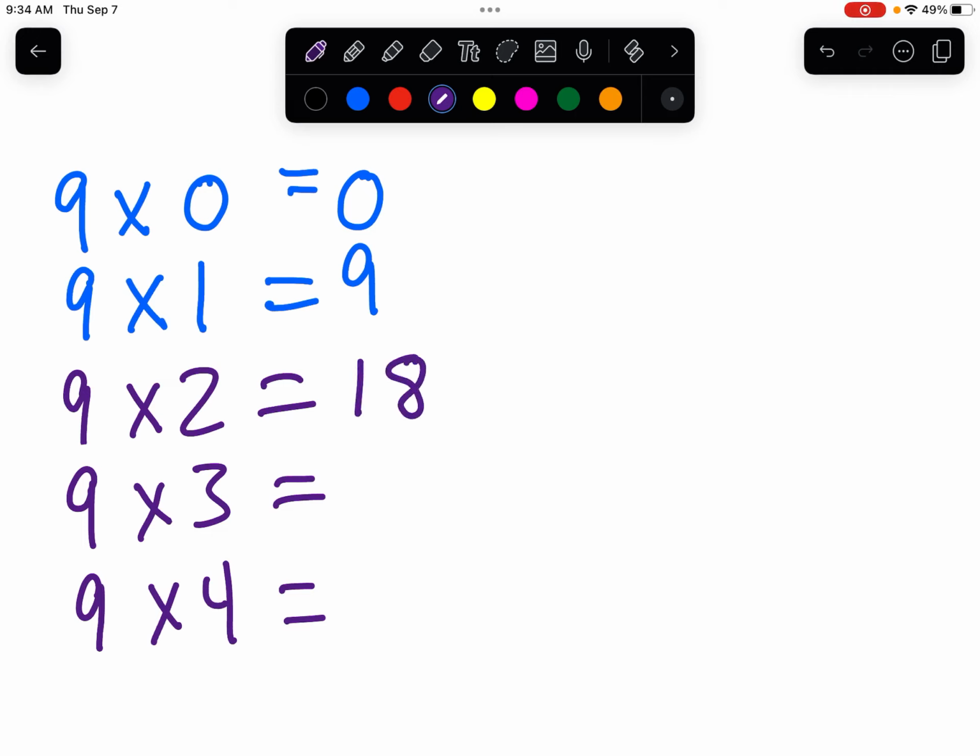So here's a little trick to know. If I subtract 1 from the number, 9 times 2, so 2 minus 1, it gives me 1. And guess what? 1 is the starting number for the answer with 9 times 2.